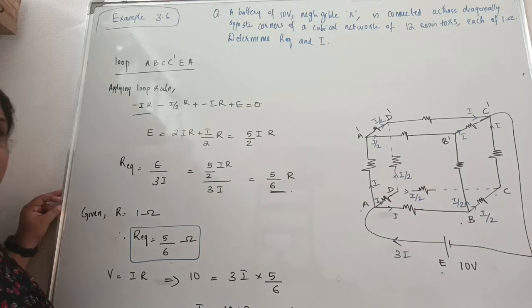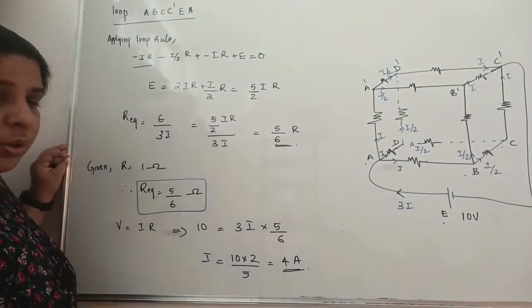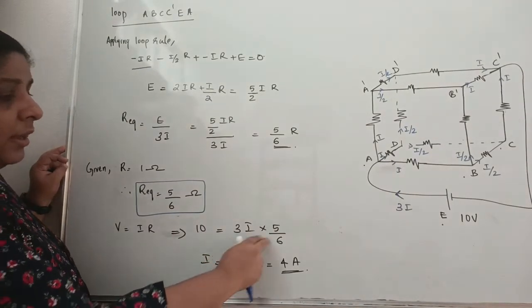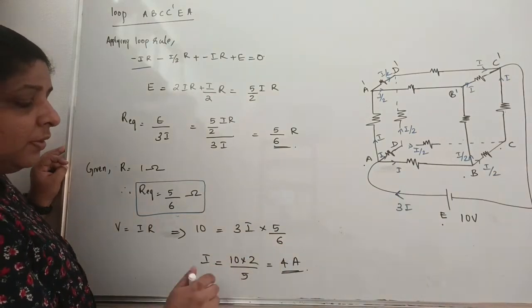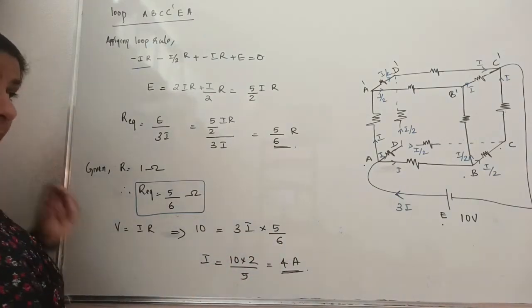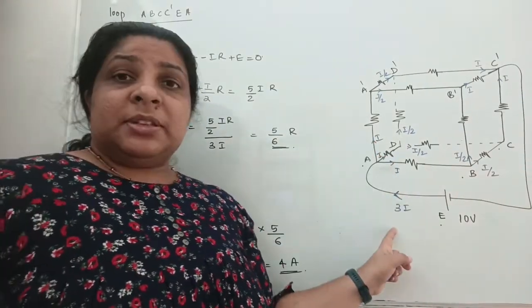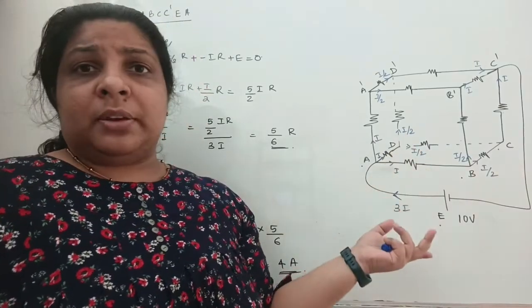Now we know V is equal to IR, the normal Ohm's law formula. V is 10, the current is 3I, and R equivalent is 5 by 6. When you rearrange and simplify, you will get the value of current I as 4 ampere. So I is 4 ampere. 3I means it will be 12 ampere, and I by 2 means it will be 2 ampere.